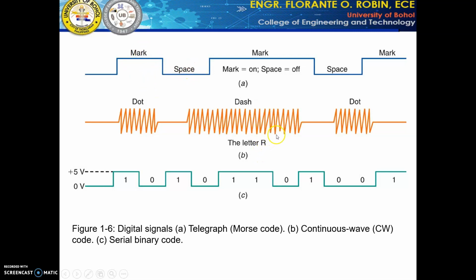We also have continuous wave. We have dot, dash, and dot. So two levels lang, either dot or dash. And this one is the serial binary code. You have two levels, the logic positive 1 or logic high, and the low or 0. So 1, 0, 1, 0. So two states, 1 and 0. So mo ni siya, serial binary code. So if these are the data used in your communication, then the communication is classified as digital electronic communication.